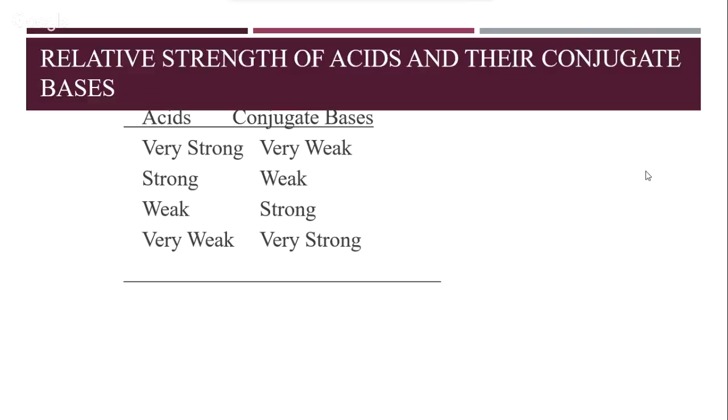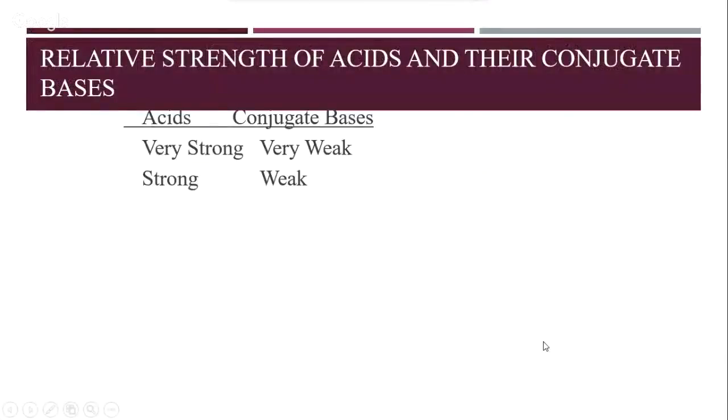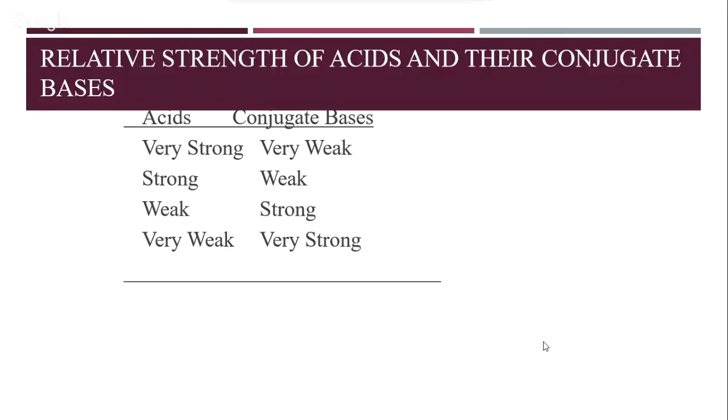Now coming back to our formula of acids and bases. When acids are very strong, conjugate bases will be very weak, and so on and so forth. So remember the inverse proportion of acids and their conjugates, and that is also true with bases for that matter. When you have bases and conjugates, if the base is very strong, its conjugate is going to be very weak.